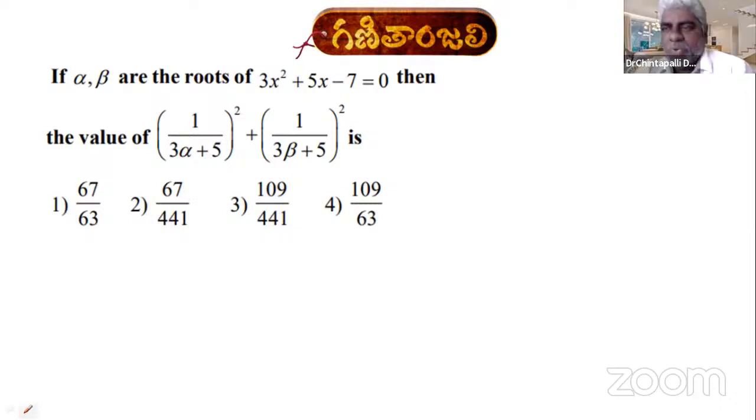See, we can do 4 things with the roots of a quadratic equation. For example, if there is a quadratic equation, x square minus 7 times x plus 12 is equal to 0.